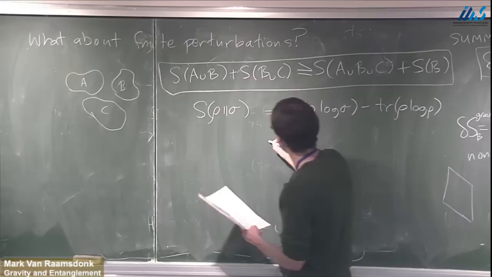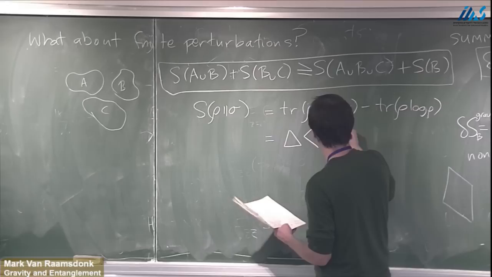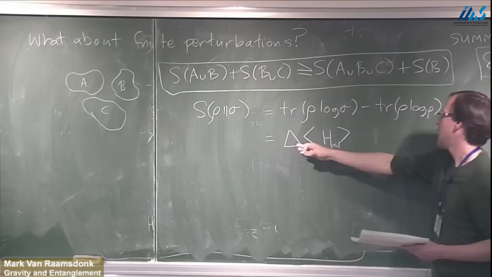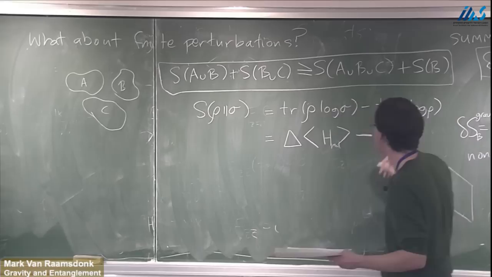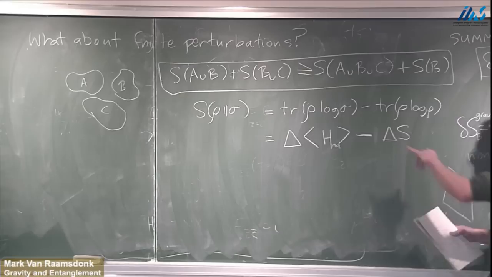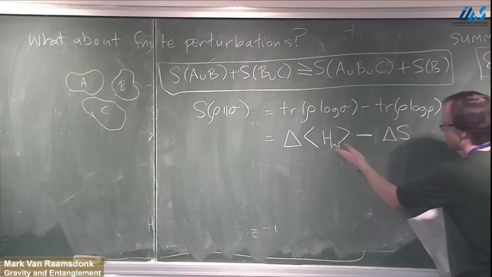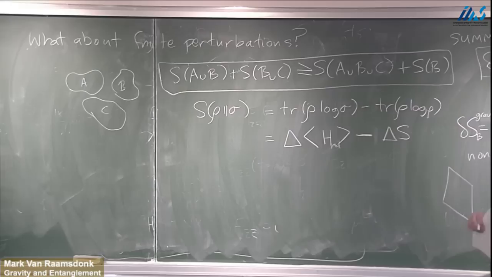And in terms of quantities that we've discussed so far, it's equal to the finite change in the modular Hamiltonian when going from sigma to rho minus the change in the entanglement entropy. Okay, so it's like a finite version of the thing that had to vanish at the infinitesimal level. So we had it infinitesimally that delta H has to equal delta S.